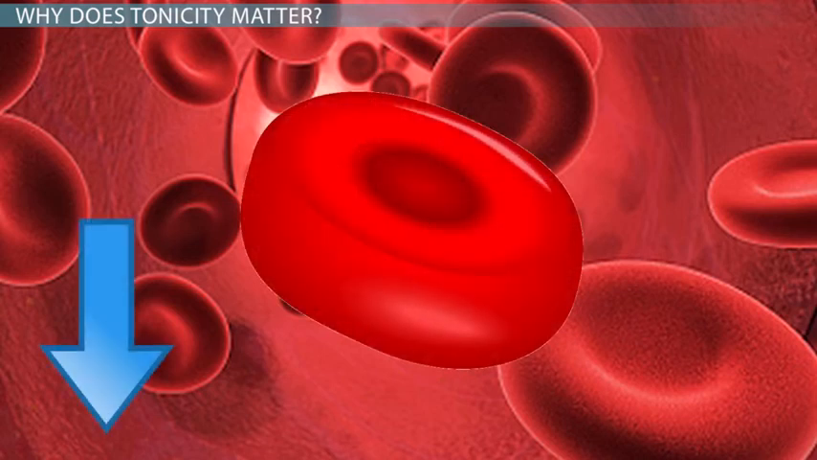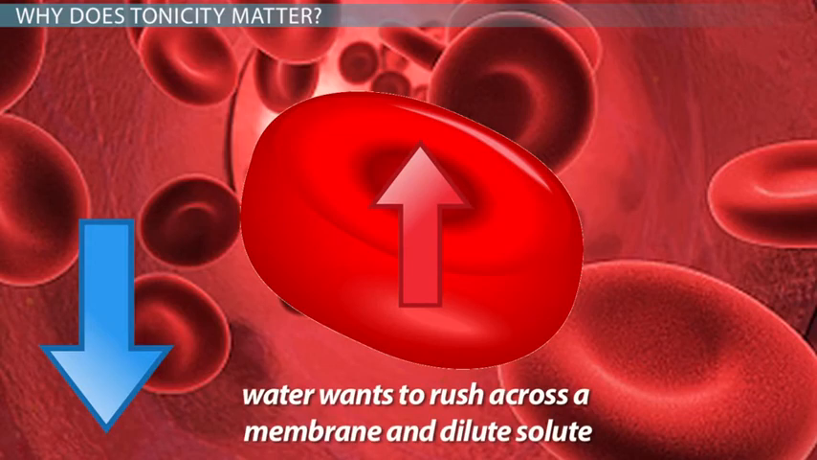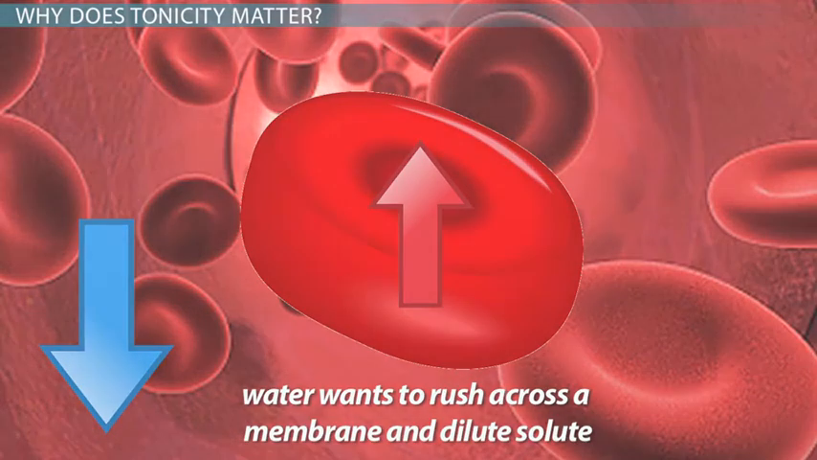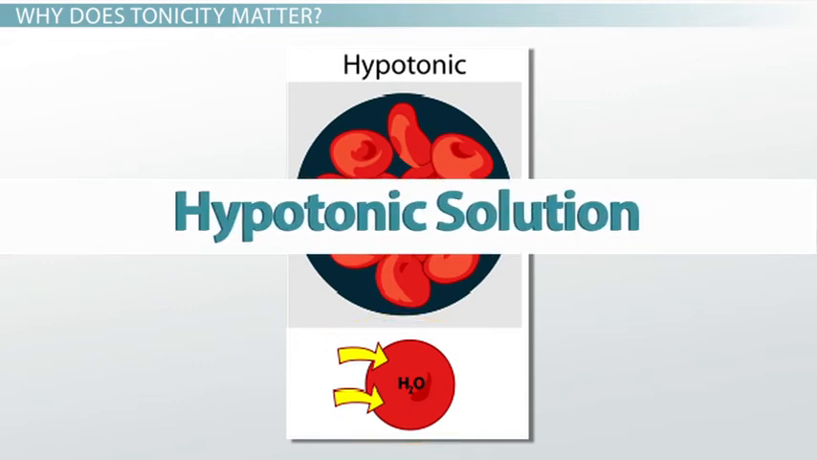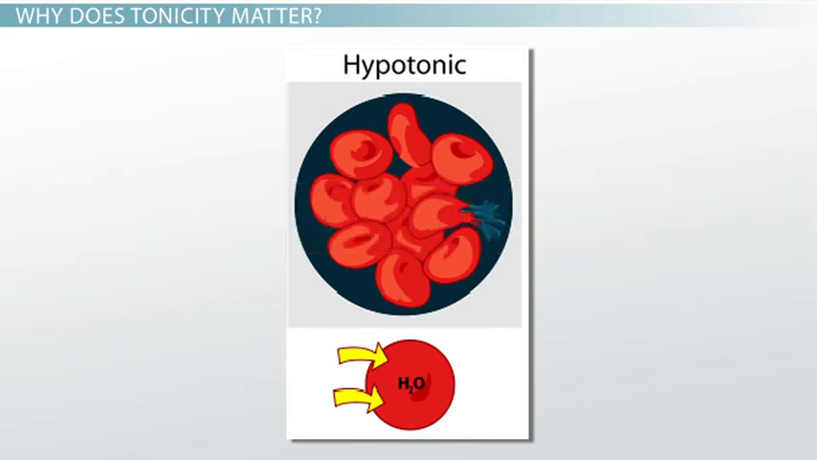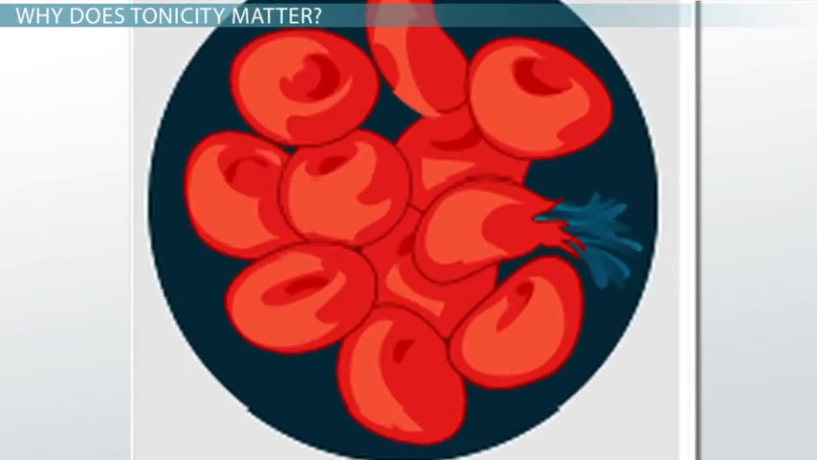If the solute concentration outside the blood cells is less than what is inside, then what do you think is going to happen? Remember, water wants to rush across a membrane and dilute solute. Yep, you got it. Water from the surrounding solution will rush across the cell membrane and fill up the cell. This is called a hypotonic solution, in which the surrounding solution has more water and less solute than the cell.